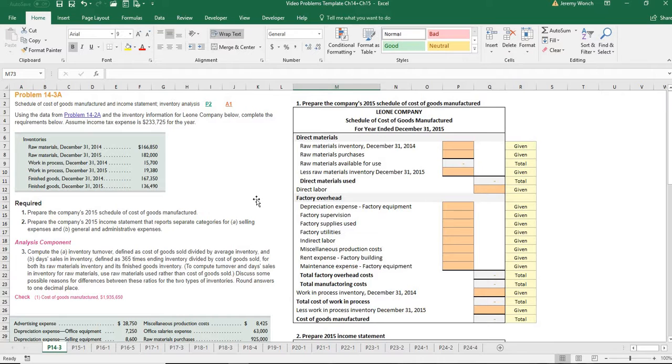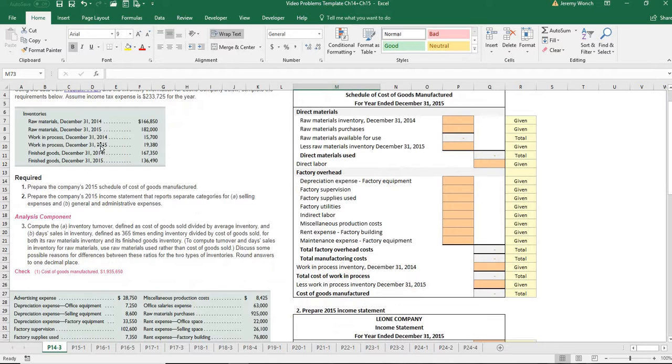All right, so in this problem, we have the information for Leon Company to complete the requirements. Assume the income tax is $233,725. We'll get to that later. And then it gives us information. We have our inventories here.